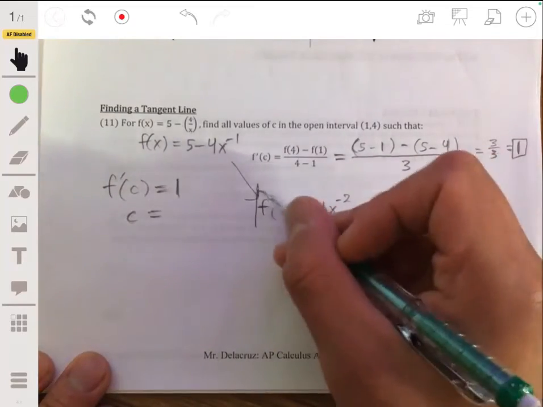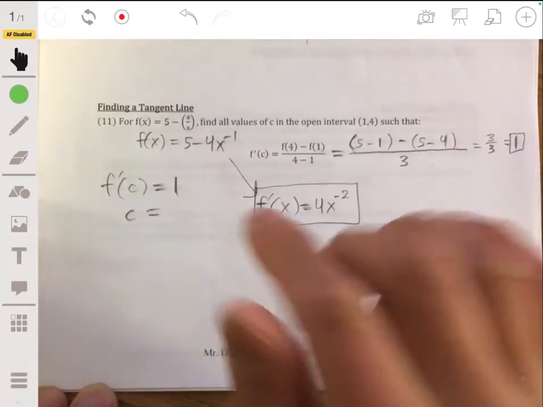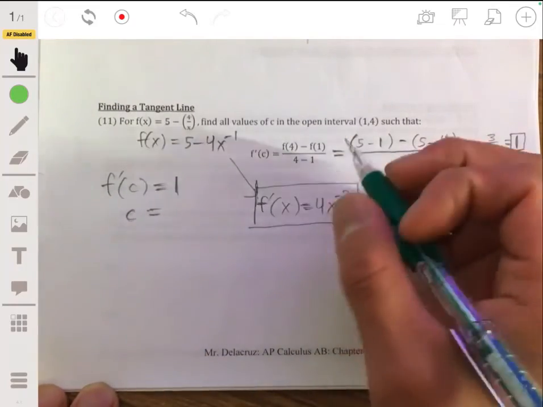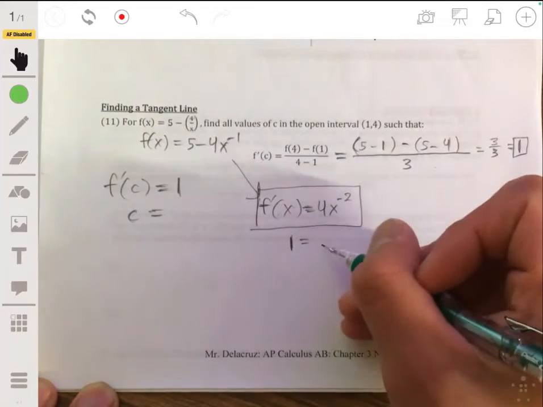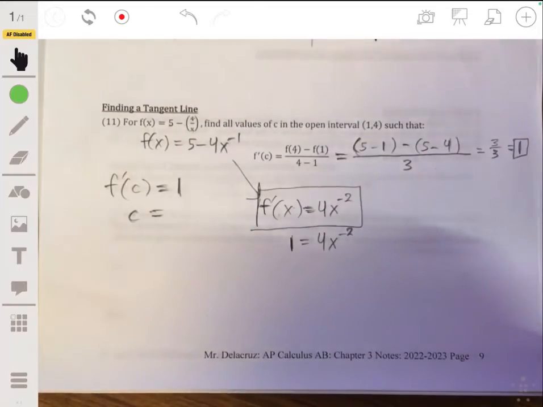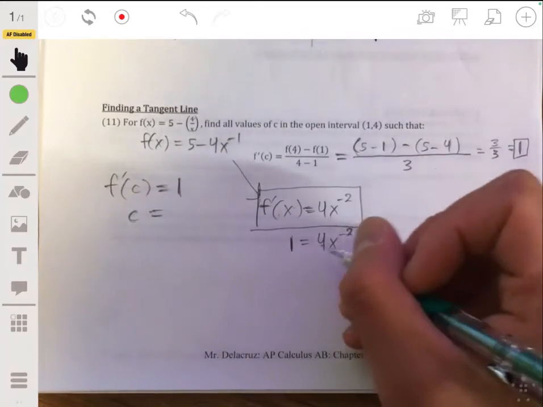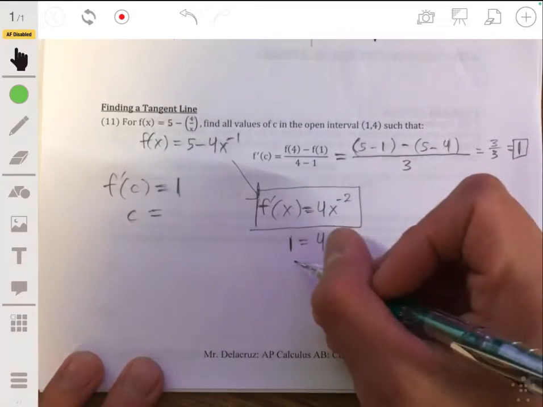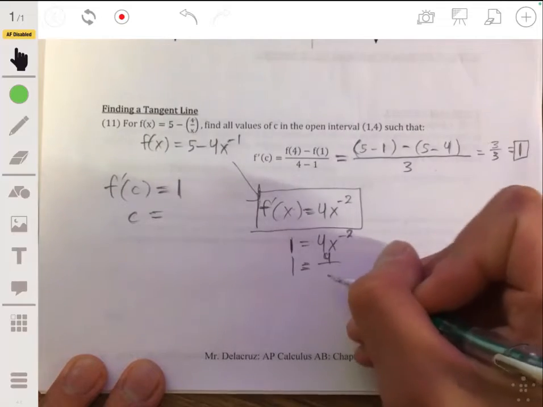So I have to solve this equation for 1. All I'm doing is setting this equation equal to 1. I'm going to set f prime of x equal to 1. So I'm setting 1 equal to 4 times x to the negative 2. Remember, this is the same as 4 over x squared. So 1 equals 4 over x squared.